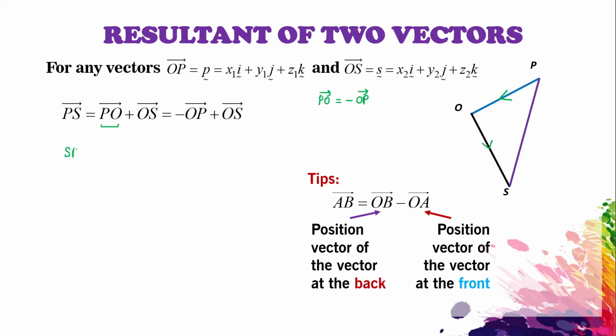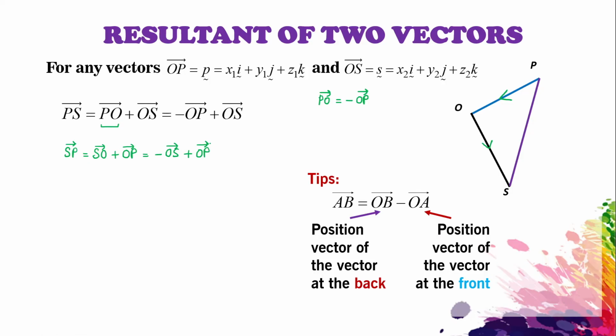The same pattern applies if we want to find SP. We'll start with SO plus OP. As you can see, we have the vector OS instead of SO. It's going to be negative OS plus OP.